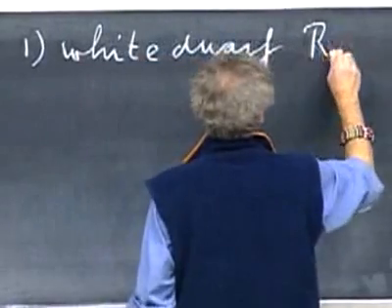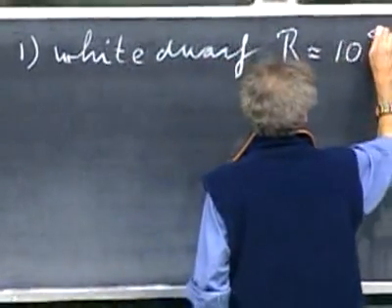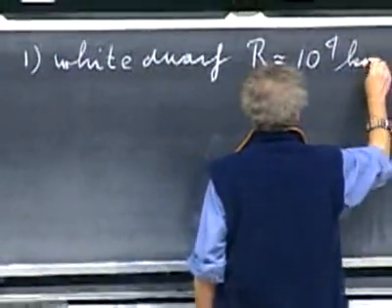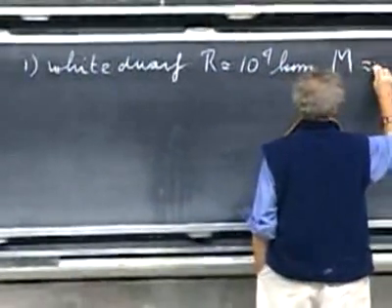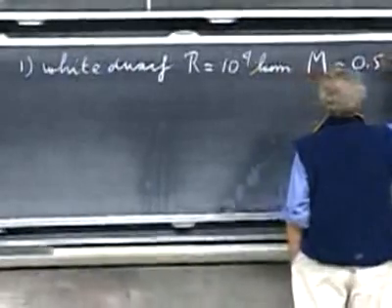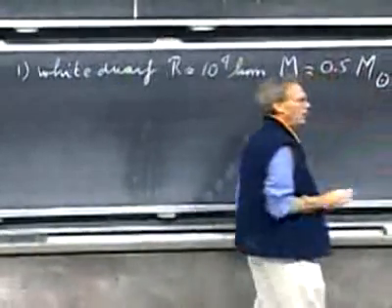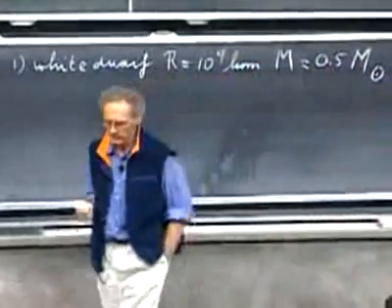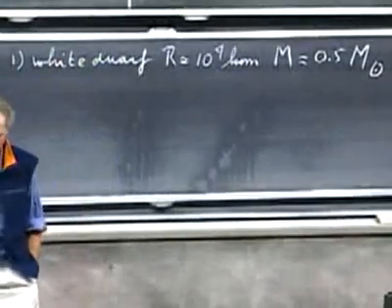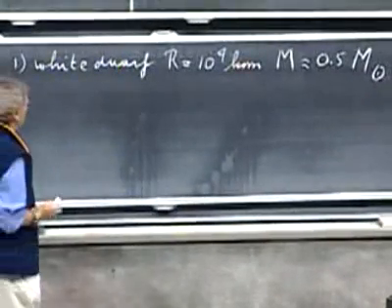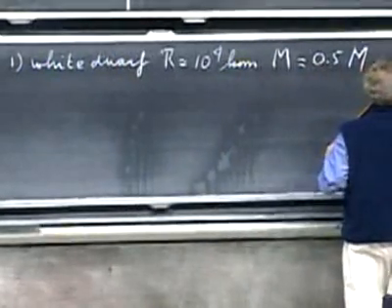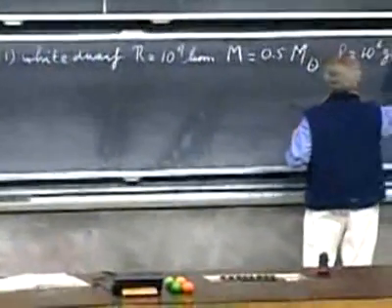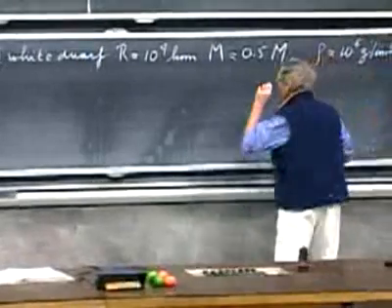It has a radius approximately the same as the Earth, some 10,000 kilometers. And the mass of a white dwarf, there's a whole range of them, but a typical number, say, is half the mass of the sun. So that's one possible end product. This will be the fate of our sun, by the way. The density of such an object is quite high, some 10 to the 6 grams per cubic centimeter.